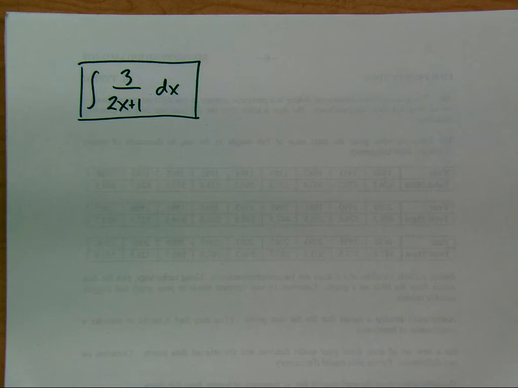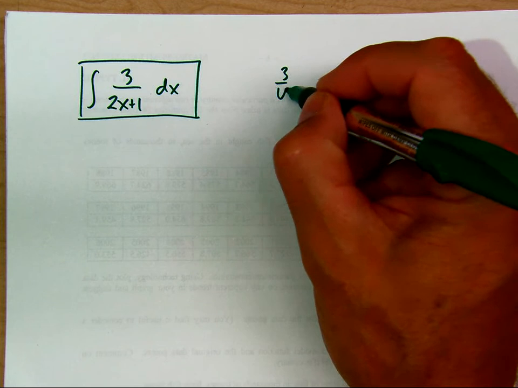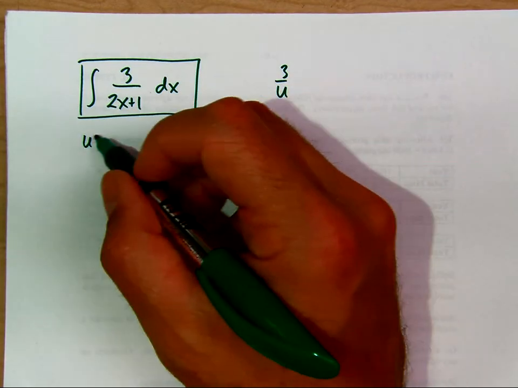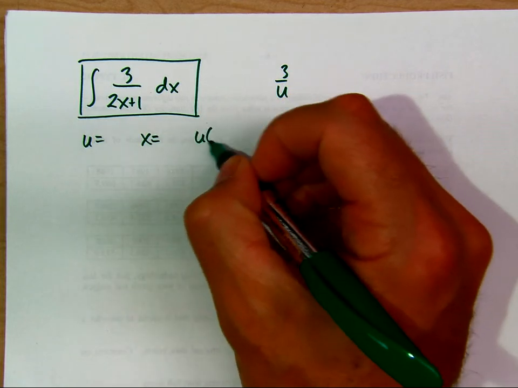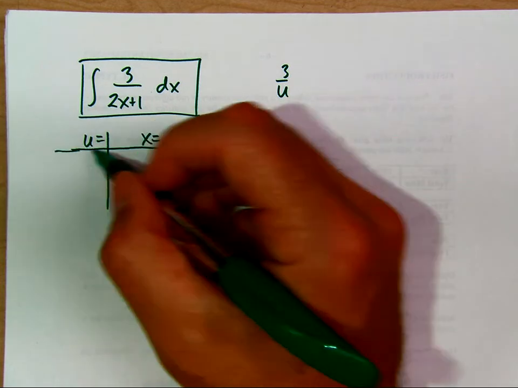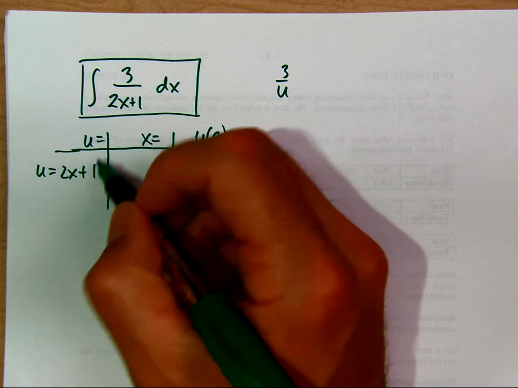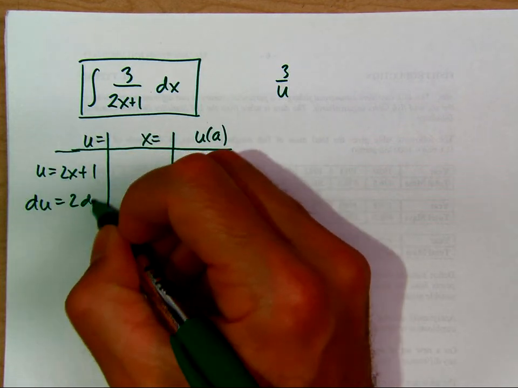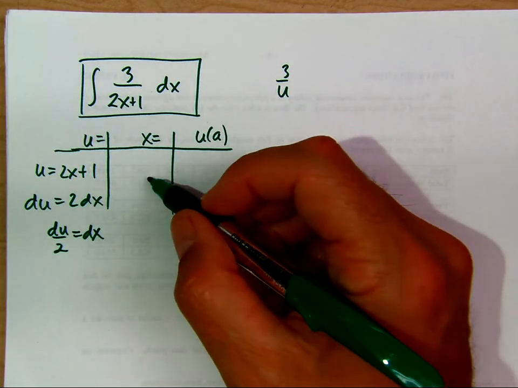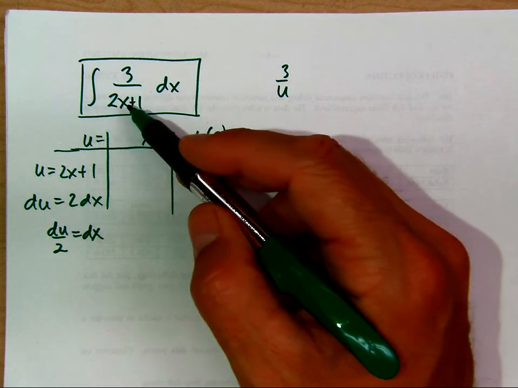And here we see that there's something with a variable in the denominator. It looks like that. So we will let u be the denominator. Here's our organization for substitution. So we'll let u equal 2x plus 1. du is 2 dx. du over 2 equals dx. We won't need this, and we don't do this unless there are limits, unless it's a definite integral.